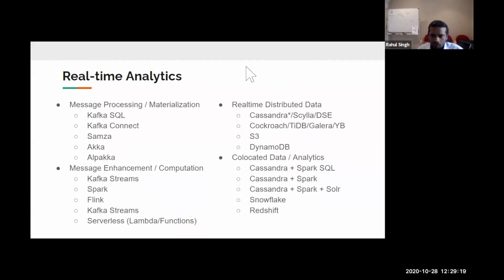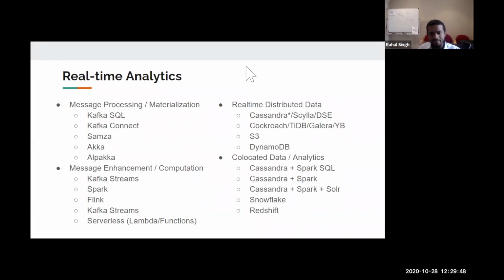Other kinds of things that end up being added to real-time analytics is the event engine. When data comes in, it has to come in at a very, very fast speed. There are different ways to do this processing, materialization, or enhancement. So KSQL, Kconnect, these are really good at taking data as it comes in and just saving it somewhere or materializing it as a table.